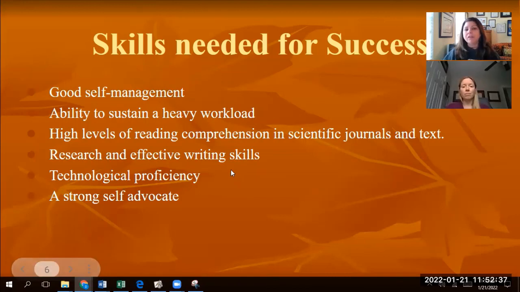Another thing that's important is that students are able to be proficient with their technology. But if you don't understand how to do something, that's okay. What we really need you to do is be able to advocate for yourself so that you can get the most out of the course.